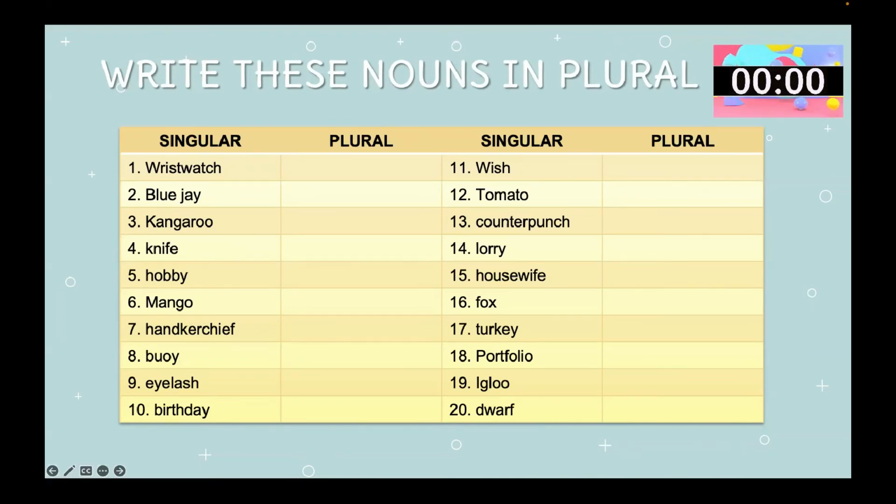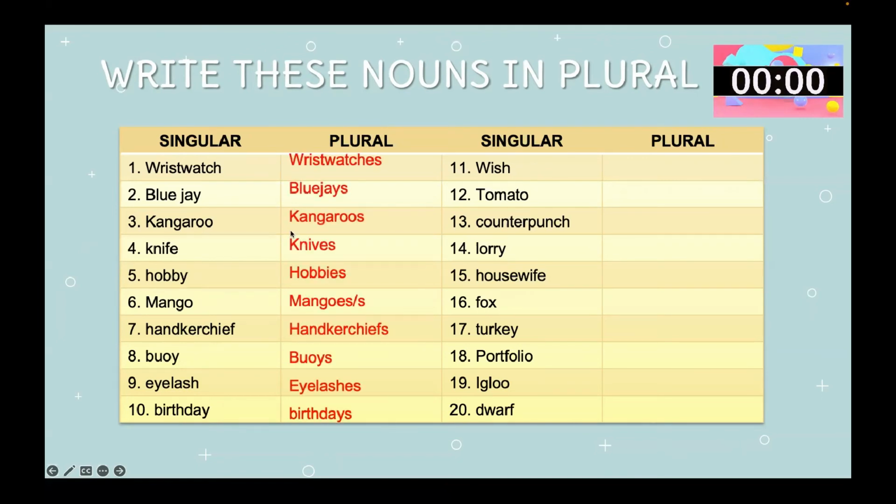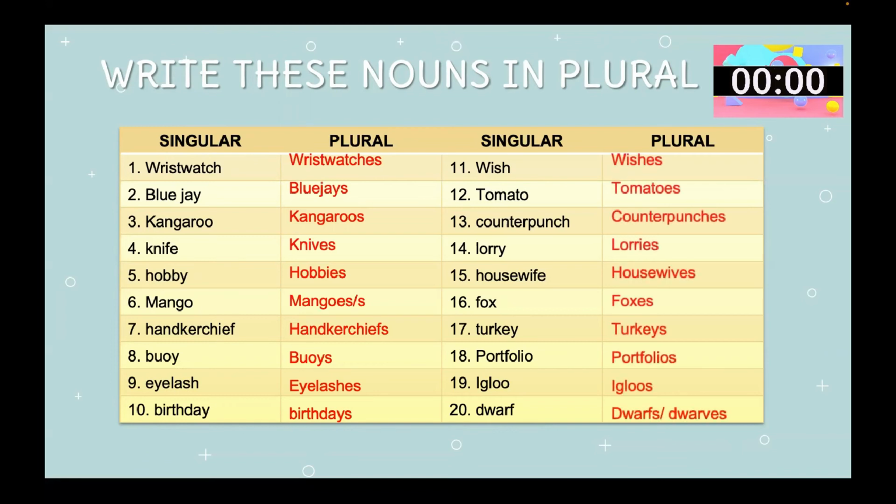All right, it's time for us to check our work for today. Number one, the word is wristwatch to wristwatches, blue jay to blue jays, kangaroo to kangaroos, knife to knives, hobby to hobbies, mangoes to S or ES, handkerchief to handkerchiefs, boy to boys, eyelash to eyelashes, birthday to birthdays, wish to wishes, tomato to tomatoes, counterpunch to counterpunches, lorry to lorries, housewife to housewives, fox to foxes, turkey to turkeys, portfolio to portfolios, igloo to igloos, and dwarf S or dwarves.